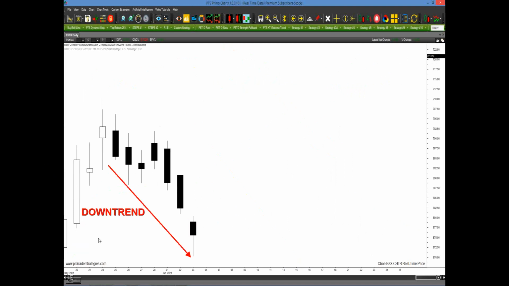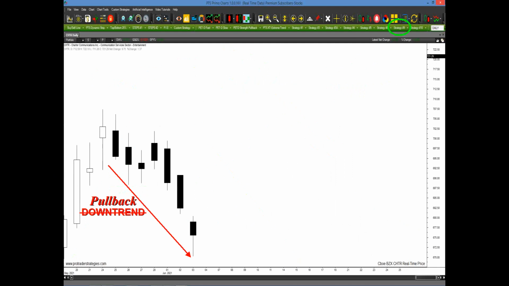Now, most traders would say, oh, wow, we broke down, so we've got to sell. No, this is not a downtrend. It is simply a pullback, because what we teach you in the course is how to identify what the overall trend is. And the overall trend is still up.